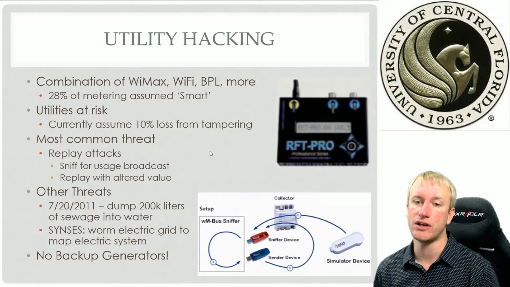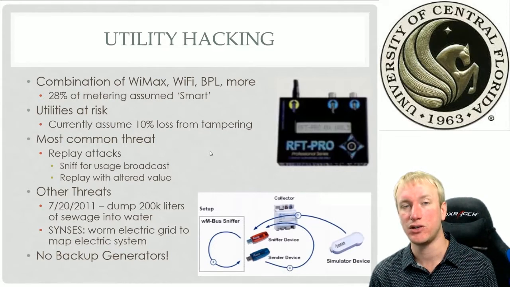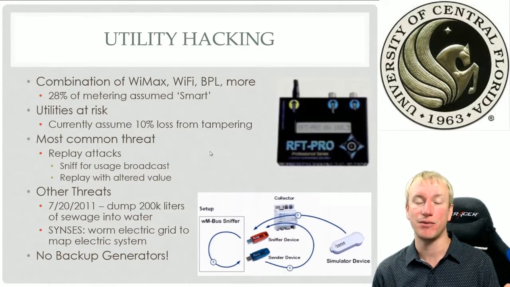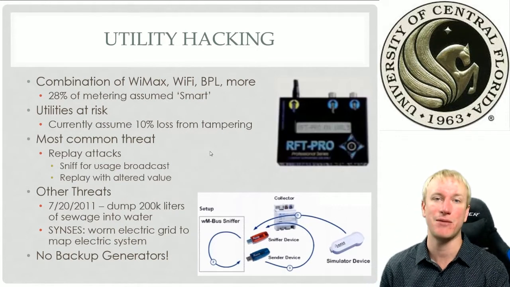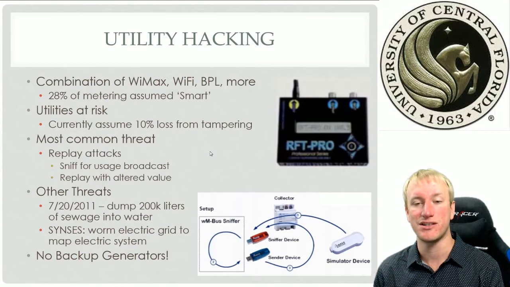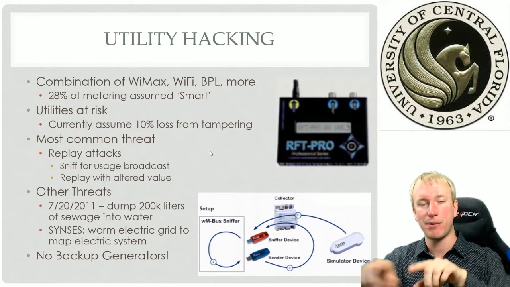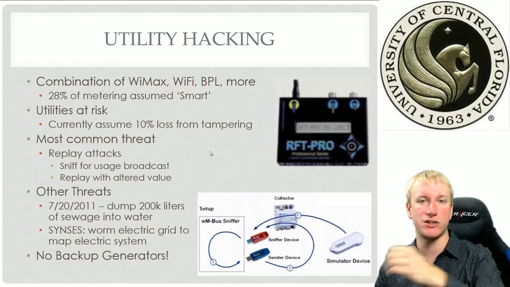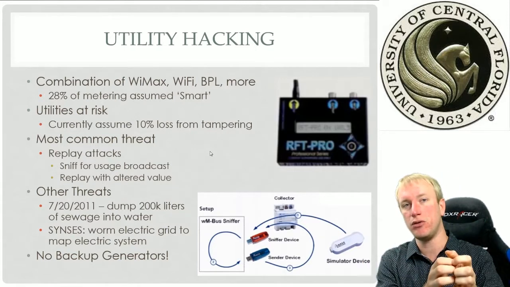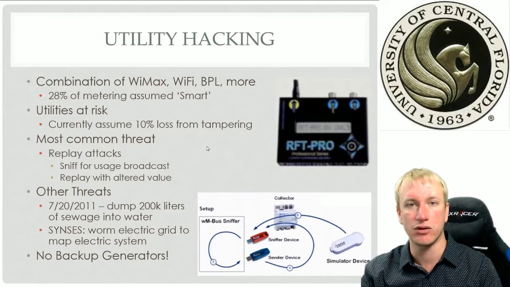Other threats: in July of 2011, one person was reported bringing their laptop into a sewage plant and dumping 200,000 liters of sewage into the water supply, further contaminating that system. And then one was Stuxnet's cousin, Census, which is a worm that was created to navigate through an electric grid to map out the electric grid. That way they could find out what the best point was to attack, to say if I shut down this node, it'll shut down this entire electric grid in this direction, like a city, for instance, or a county even.